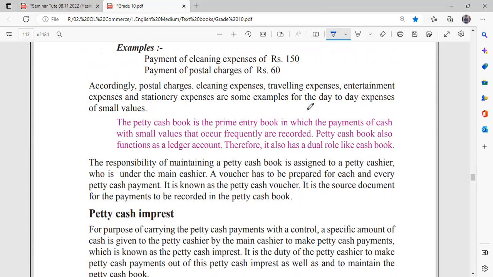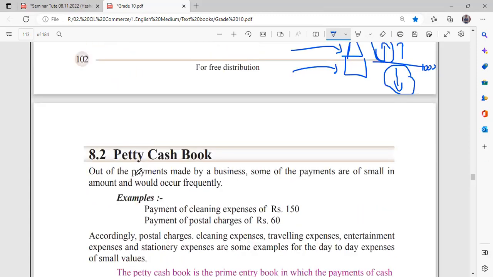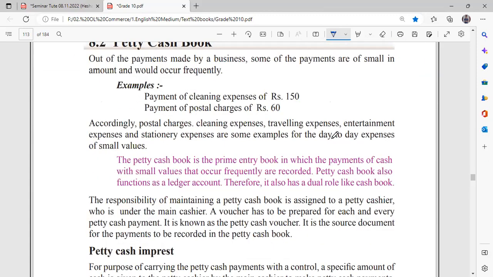This petty cash book represents payments in the business, so we maintain it as a separate prime entry book. This also performs a dual function. We can identify the debit side and credit side both.